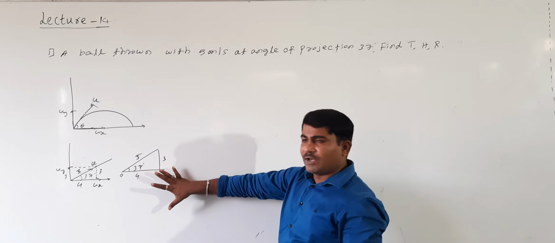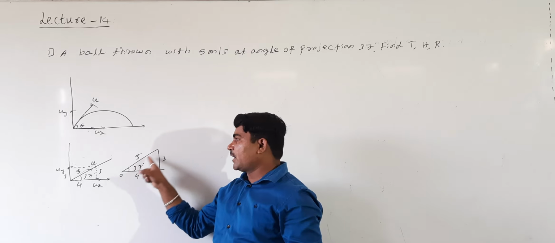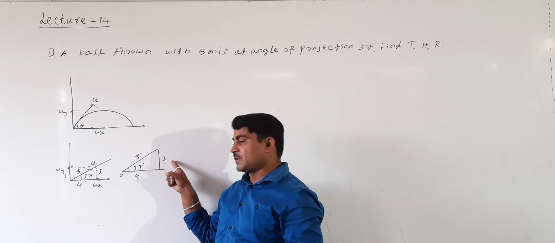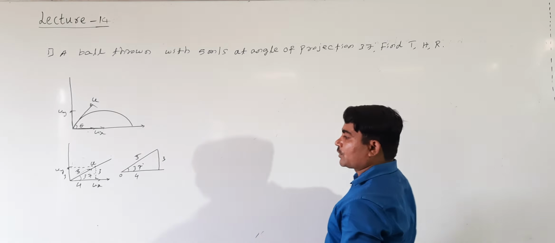Right. So I need only the 37 degree triangle. For 37 degrees, you can confirm it with the Pythagoras theorem: this square equals this square plus this square. Both are the same, if it is 37 degrees only. Right. Let us go for the solution.